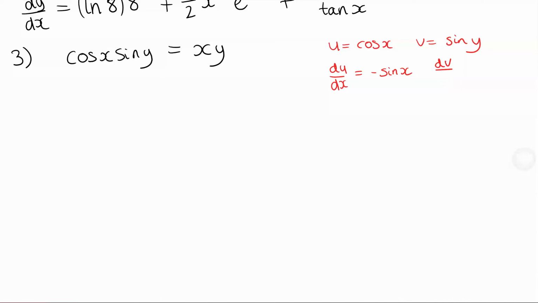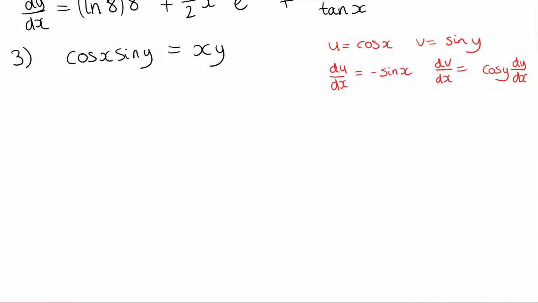Oh, sorry, first I'm going to find dv by dx. So I differentiate sine y with respect to y, which gives me cos y. However, I'm differentiating with respect to x, so I need to multiply this by dy by dx. This is an implicit problem, so we have done examples in the previous videos, but if you need a little bit more practice with this, go back and do some implicit differentiation.